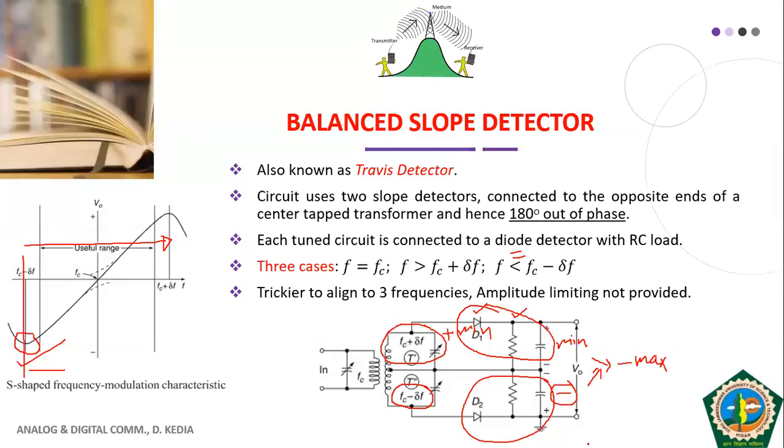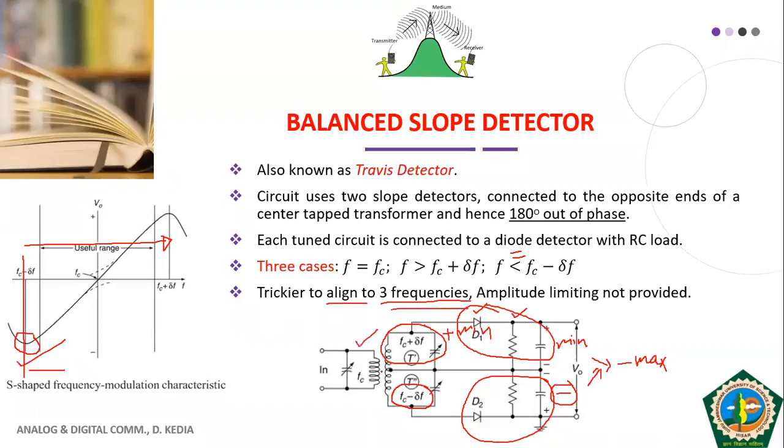Now, it doesn't mean that the balanced slope detector is totally issue free. There are some issues in balanced slope detectors as well. One such issue is that we have three frequencies to align. Students, we say that there is a resonant frequency, and at the resonant frequency we have maximum output, but tuning your circuit to a given resonant frequency is very, very difficult. Aligning your circuit to some center frequency is very difficult. So here we have three frequencies to align to.